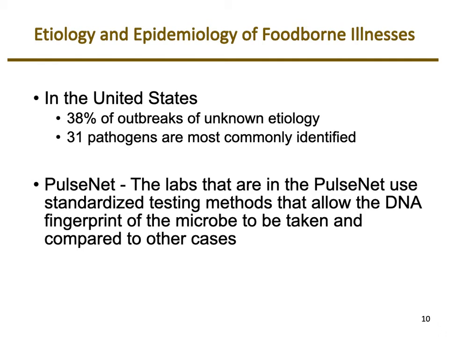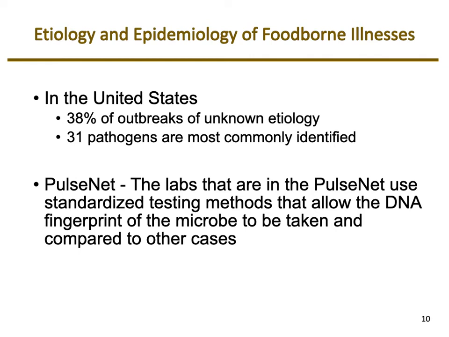So looking in the U.S., 38% of outbreaks have an unknown etiology, so we can't really pin it back to what was the cause, what was the source of the outbreak. So sometimes we can maybe indicate that going to a certain location caused it, or maybe eating this type of food caused it, but we can't always pin it back to a specific cause or source of that infection. So that's what needs to be done to correct it. When we do look at outbreaks, there's about 31 different pathogens that are commonly identified in the U.S.